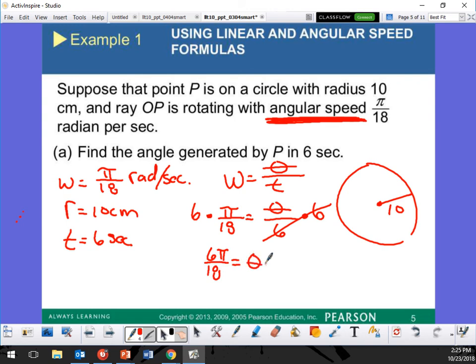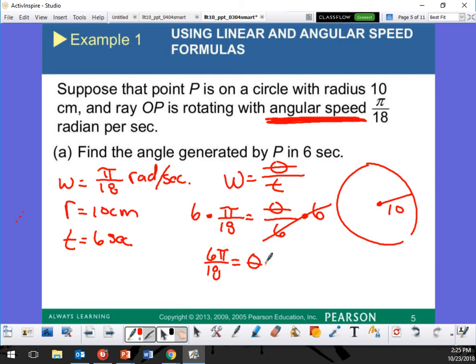But can I reduce this 6 over 18? Yes, by how much? I could do more than 2. I could do 6, right? Yeah, I could reduce it by 6. And so what's that going to give me? 1 over 2. Pi over 2.